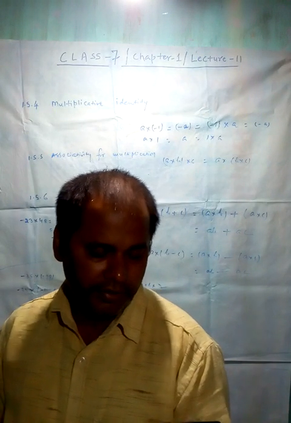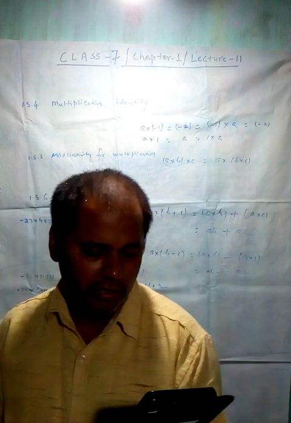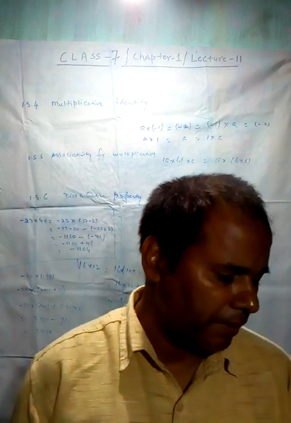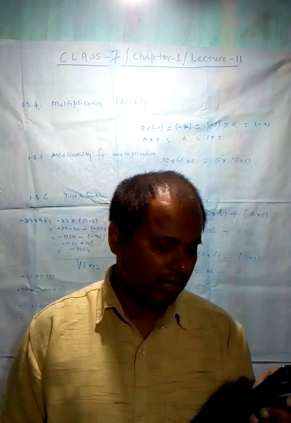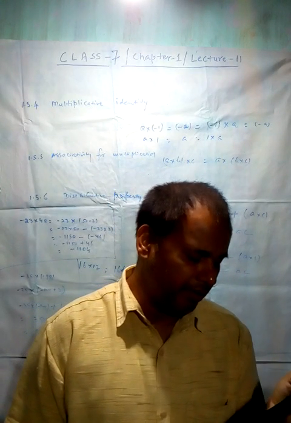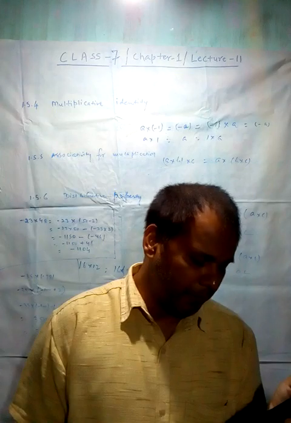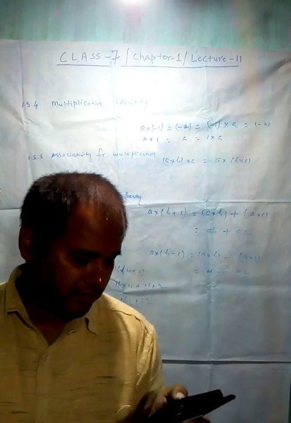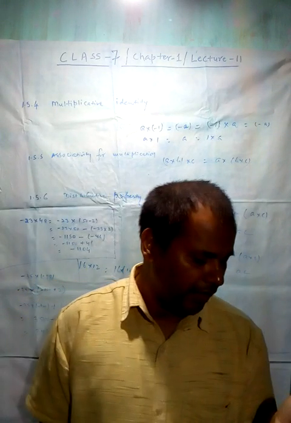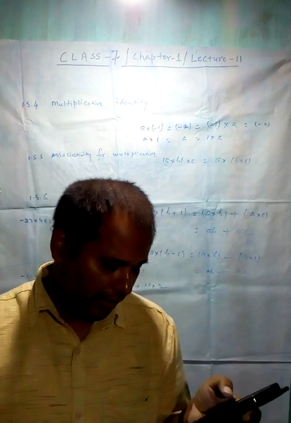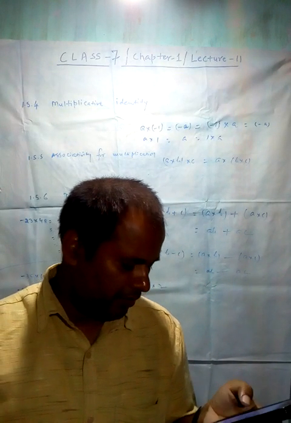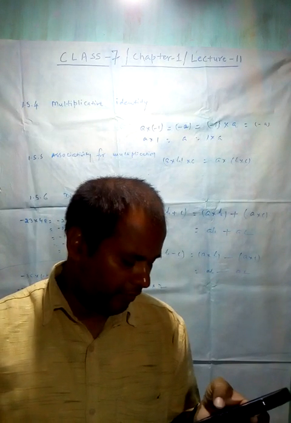Now example number 3, verify: minus 30 into in bracket 13 plus in bracket minus 3 bracket close is equal to minus 30 into 13 plus again minus 30 into minus 3. You have to verify. So both sides you have to find out the value, and the answer is minus 300. So you can say both are equal.